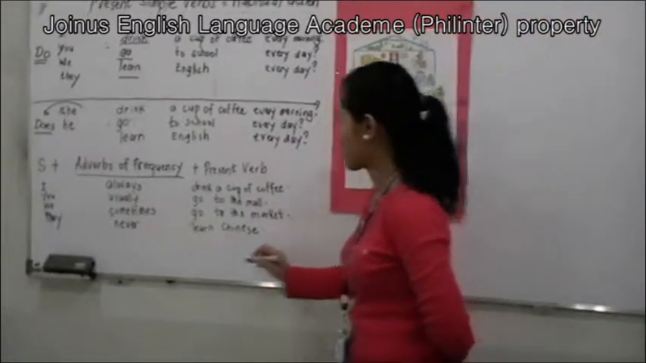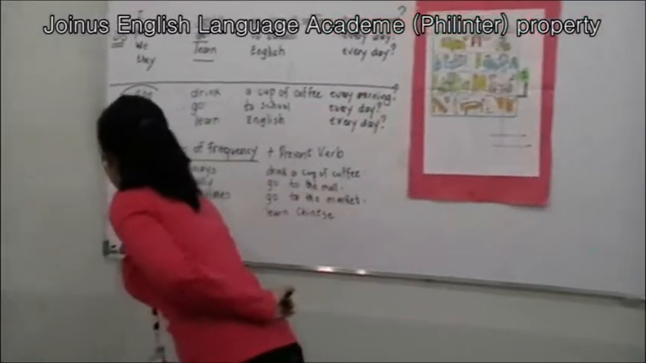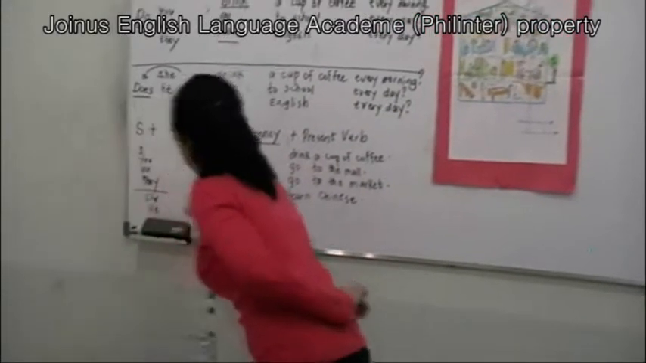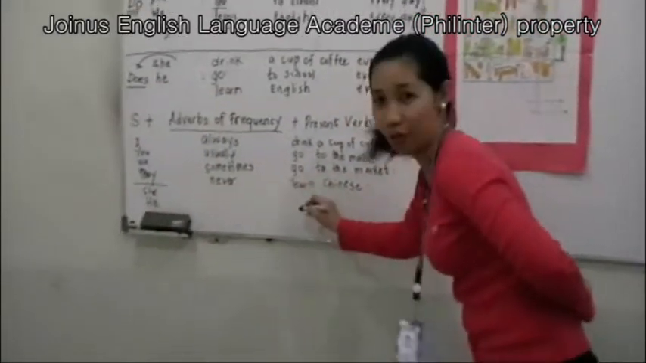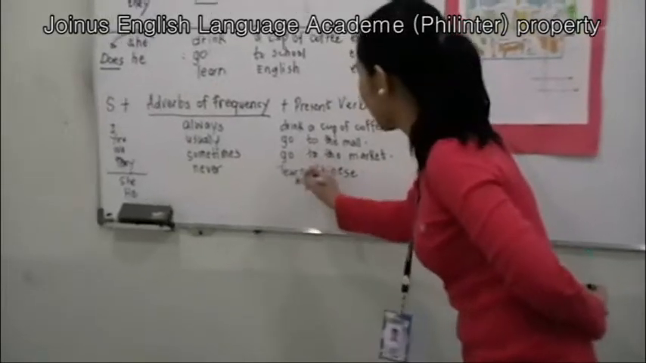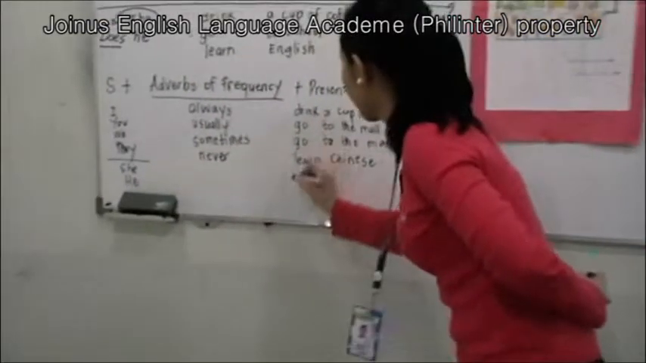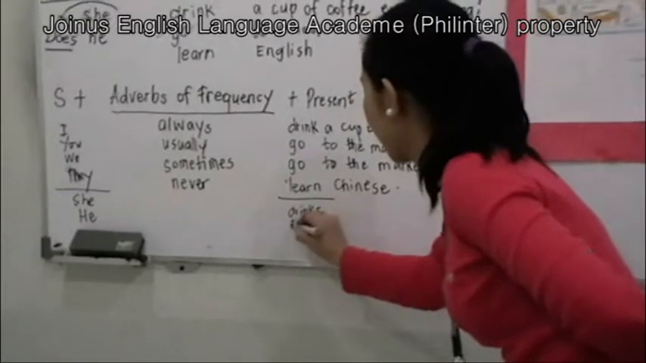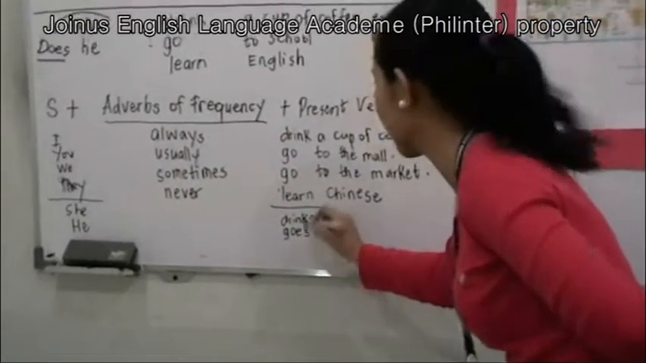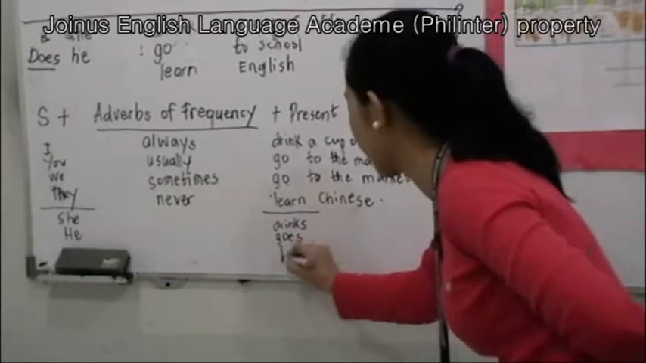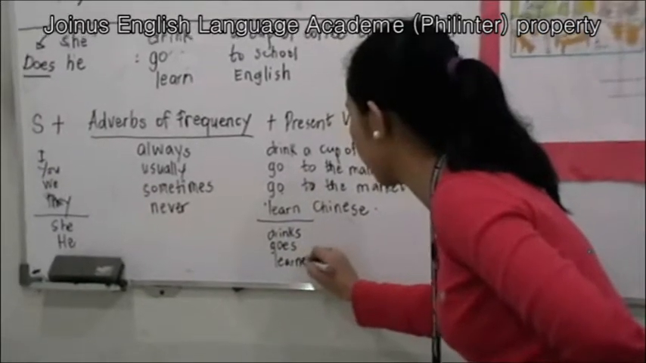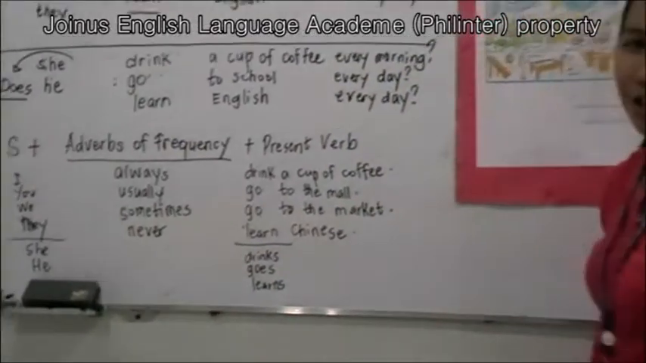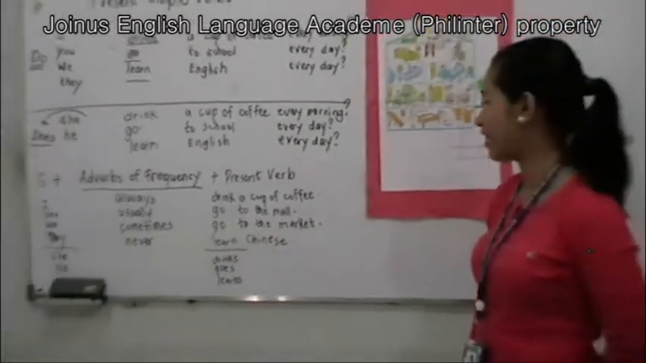If the subjects are she and he, you just simply put an s, as with other verbs, okay? So you just say, she drinks. And then here becomes goes. That's very good. Goes, the same. And this one is learns. Okay, learns Chinese. As easy as that, right?